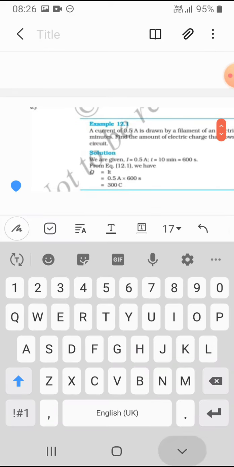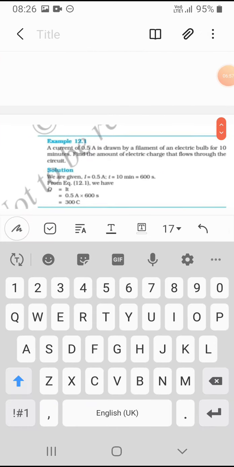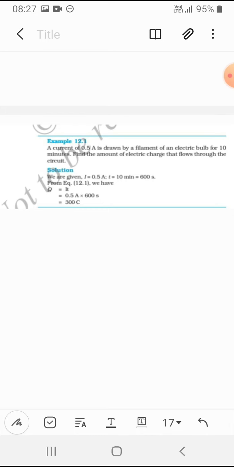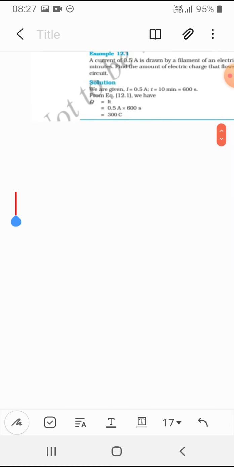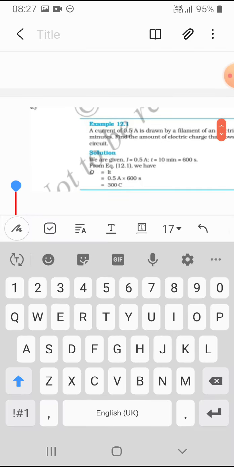They have given I, the electric current, as 0.5 A, and the time is 10 minutes, equal to 600 seconds. We have to find Q, the net charge. To find that we multiply I into t, that is 0.5 ampere into 600 seconds, and we get 300 coulomb. That is the answer for net charge. So we use the formula I equals Q by t to find the current.